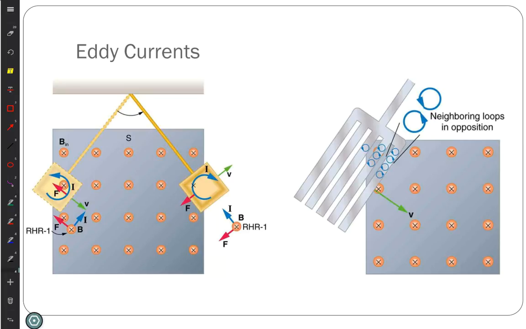Yeah, you can't make nice big eddy current loops. You can make little ones like it shows in the picture, but you can't make big ones, so it really restricts the amount of eddy currents you can have and thus the amount of resistance to motion through it.